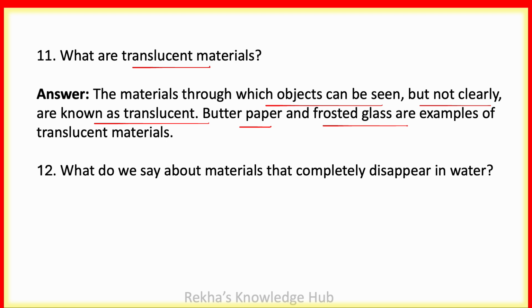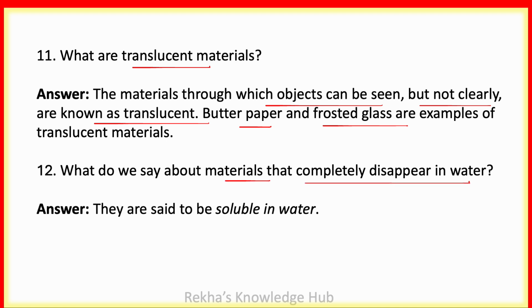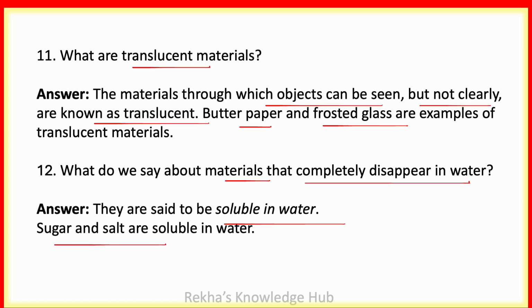Next one, what do we say about materials that completely disappear in water? They are said to be soluble in water. Sugar and salt are soluble in water. Some materials completely disappear when mixed with water. We say that these materials dissolve in water or they are soluble in water. For example, salt and sugar. When you mix salt or sugar in water, they disappear. But they are still present in the water. The water now tastes salty or sweet.